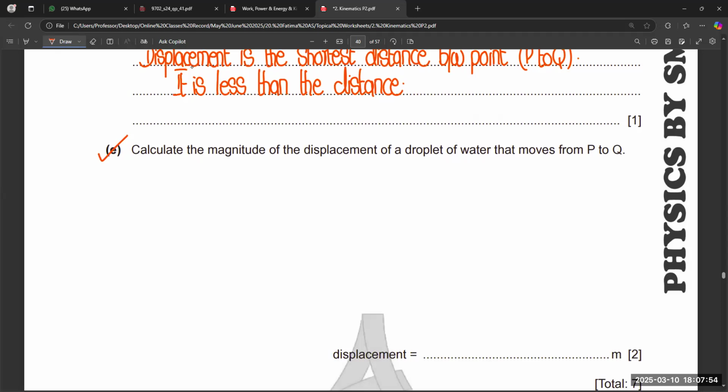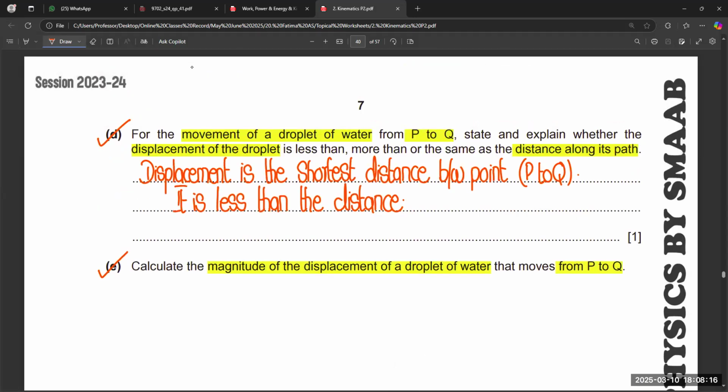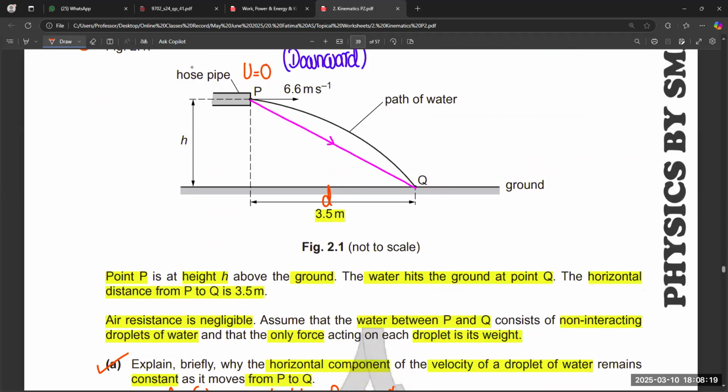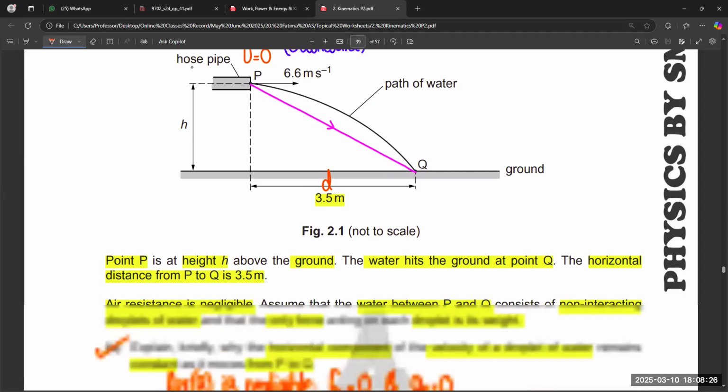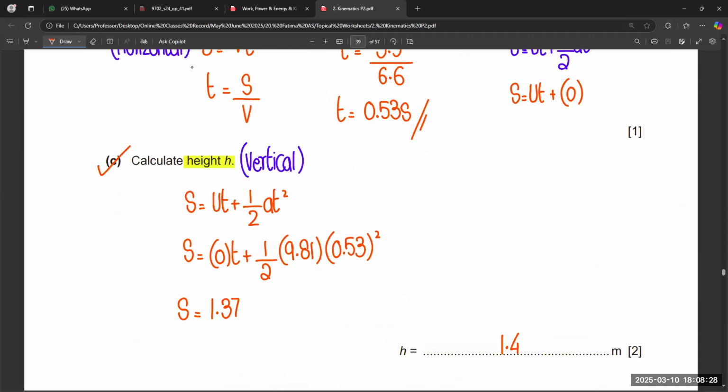And in part E of the question, calculate the magnitude of the displacement of a droplet of water that moves from P to Q. Calculating this is very simple. Again, from the diagram, a right angle triangle is given. Horizontal distance is 3.5 and the vertical height we calculated equals 1.4.